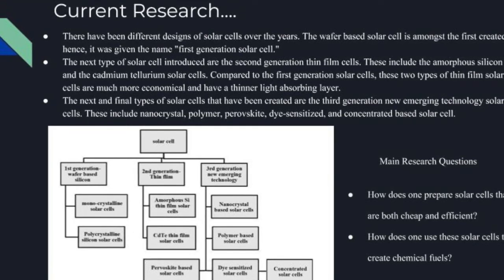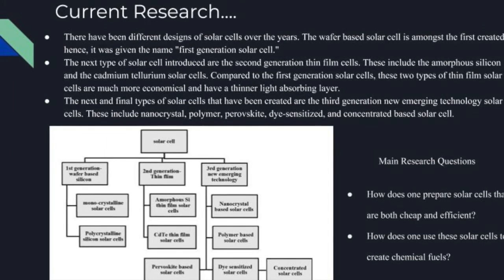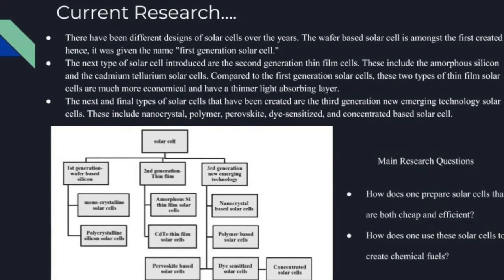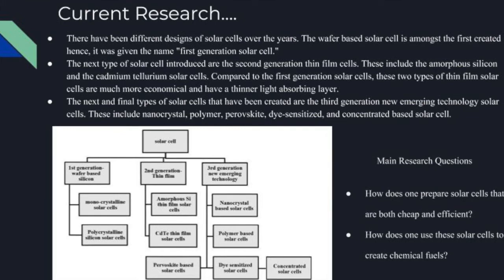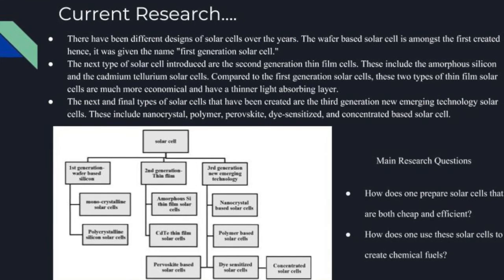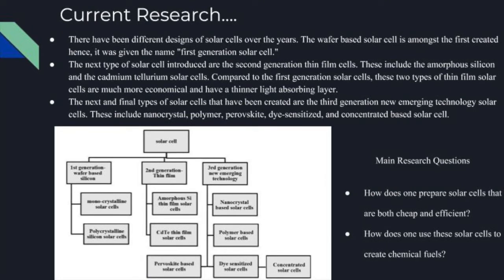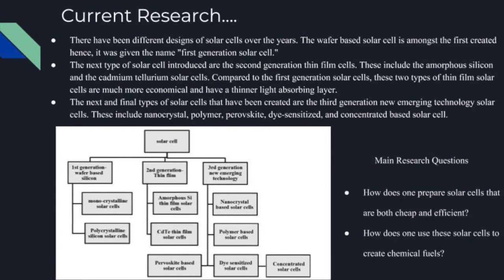The second wafer-based cell is the polycrystalline solar cell. This type of solar cell is one of the most popular because it is easier to fabricate and less expensive to make than the monocrystalline. However, it is less efficient. The next type of solar cell introduced are the second generation thin film cells. These include the amorphous silicon and the cadmium tellurium solar cells.